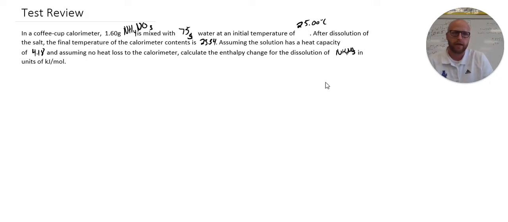Okay, so let's take a look. This would be a calorimetry problem. I tried to squeeze the values in here. They didn't type over, so hopefully it's not too confusing. So in a coffee cup calorimeter, as soon as I see that, I know I'm going to have to use Q equals MCΔT.